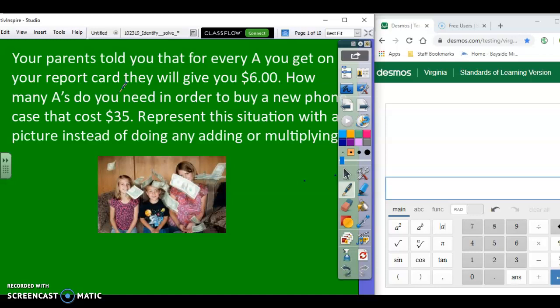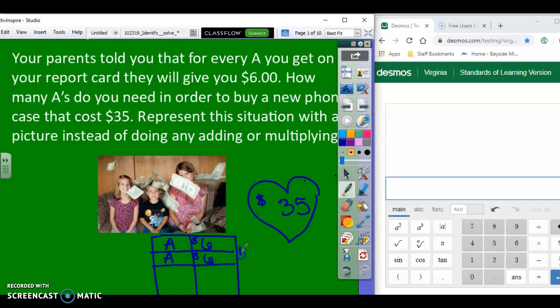All right, so what we need is we need $35. So here's my picture. I'm going to love to have $35 that way I can get a new phone case. And for every single A on the report card, so here's my report card, I'm going to get $6. So if I have an A, that'll be $6. If I get another A, I get $6 more.